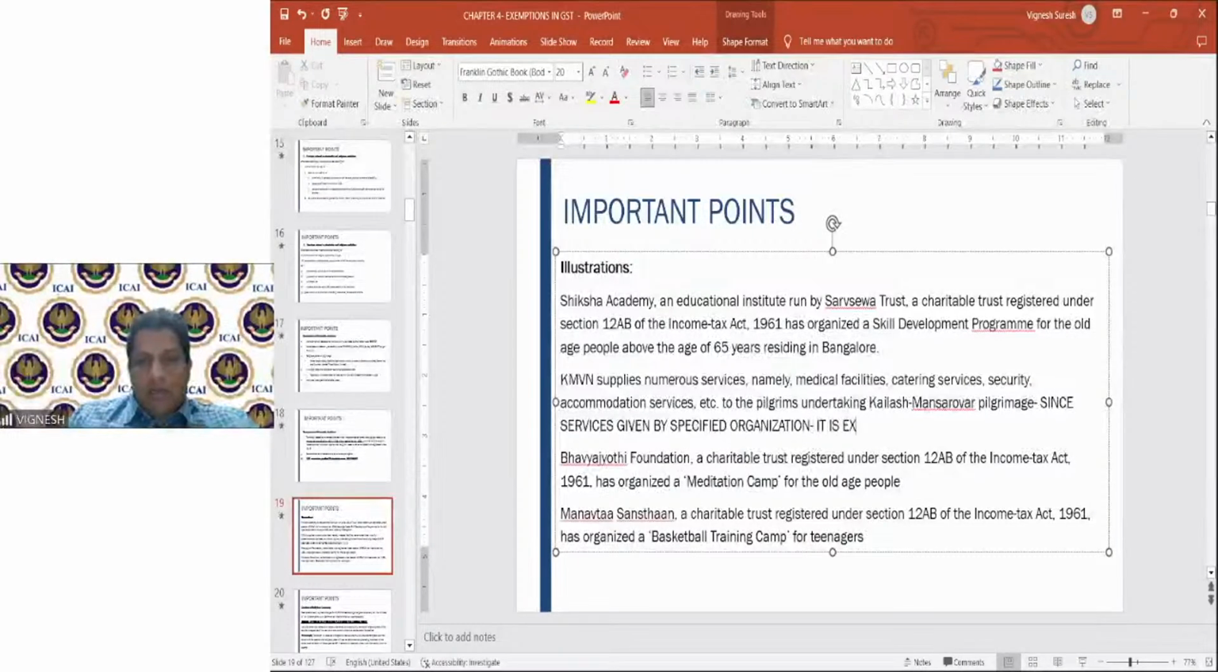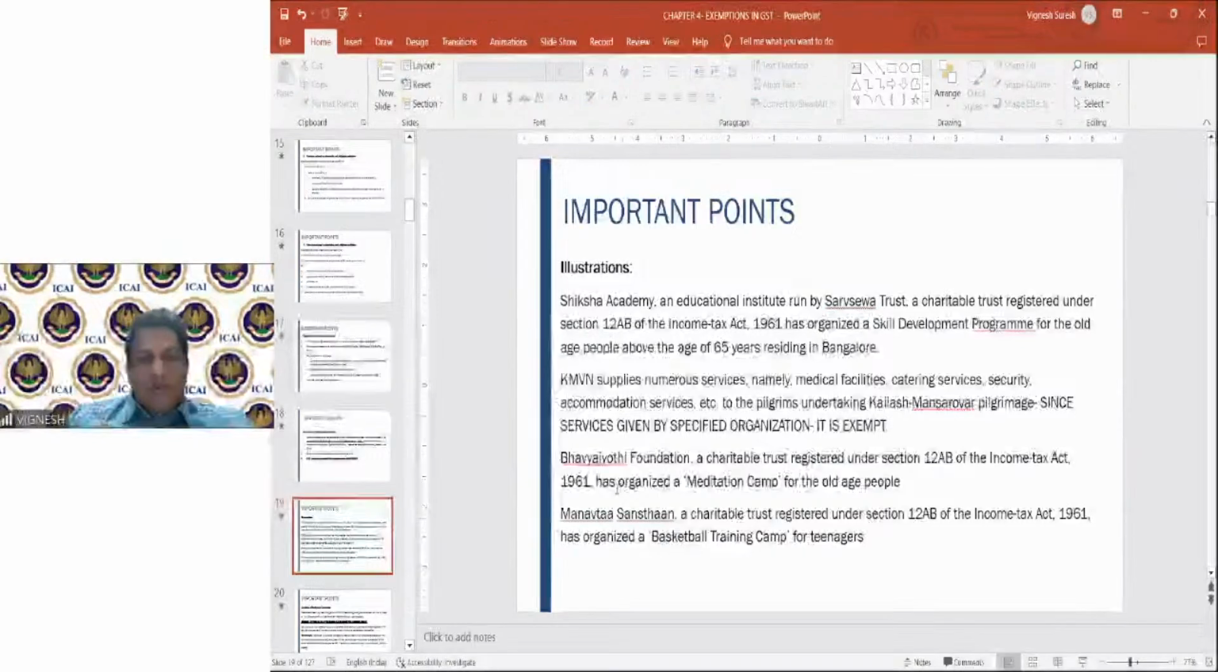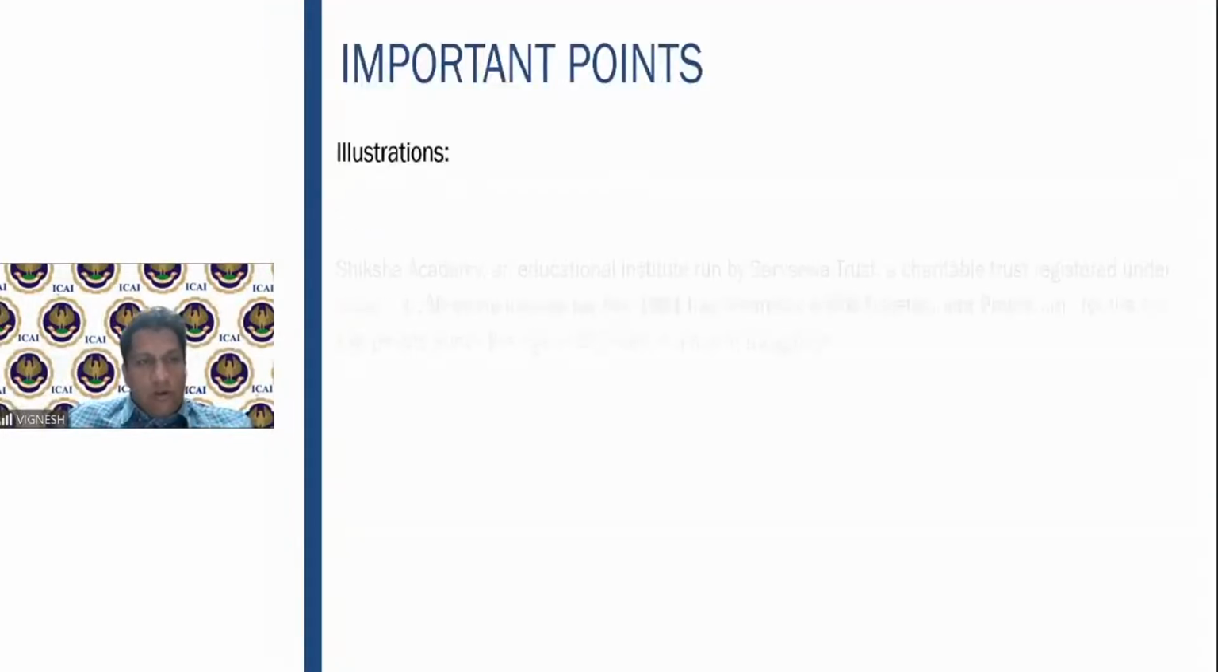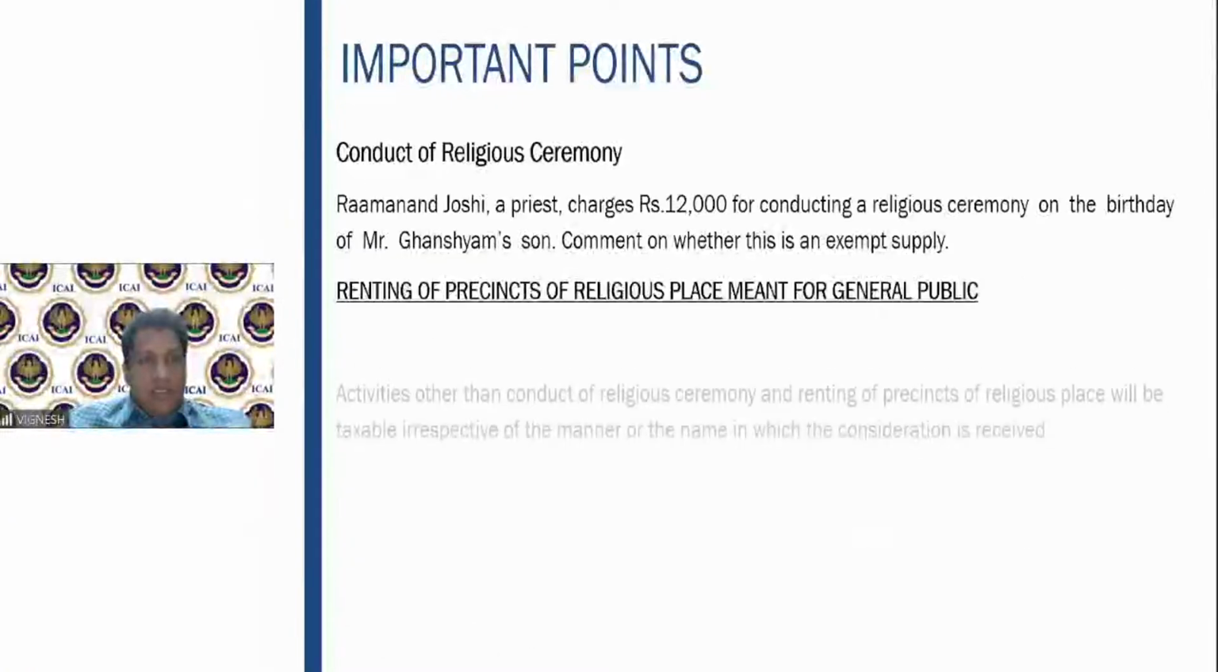it is exempt. The next one, Bhavya Jyoti Foundation, a charitable trust registered under 12AB of the Income Tax Act 1961, has organized a meditation camp for old age people. This also is advancement of spirituality, which is there in the charitable activity given by the charitable entity registered under 12AB. It is exempt. Next one, it is sports. Sports, again, as I told you, if it is conducted by a charitable entity registered under 12AB, then also it is exempt. So the fourth one also is exempt from GST. I hope it is clear.